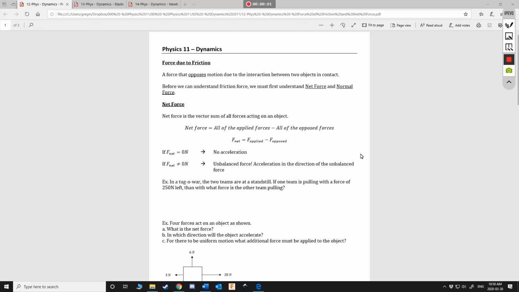Okay, so today we're looking at force due to friction. Before we actually get into friction, there are a few concepts we have to make sure we remember. First one was net force. We looked at this when we did free body diagrams a few days back.